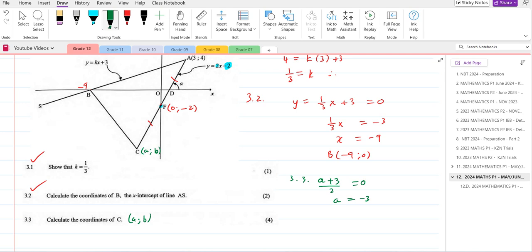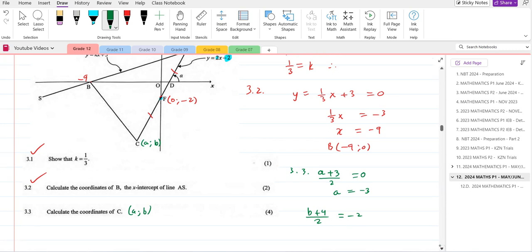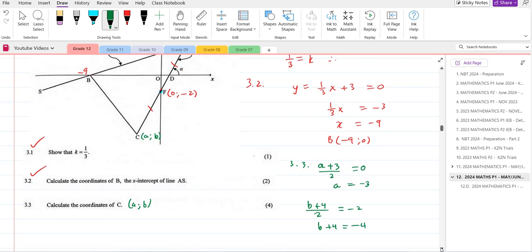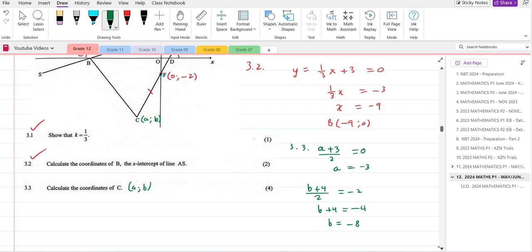So remember, for the coordinates of C, the value of A is -3, and for B, B plus 4 divided by 2 is equal to -2. Multiplying both sides by 2 gives me B plus 4 is equal to -4. Taking the 4 over, you're going to get B is equal to -8. Therefore, C is now -3 and -8. So I can take out A and B and put -3 and -8. Okay, so I hope you guys are understanding.